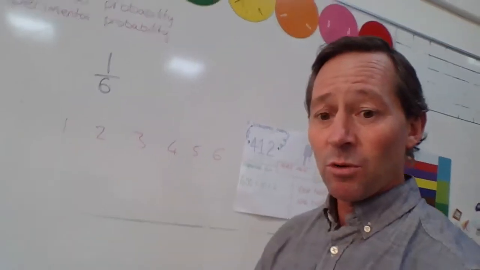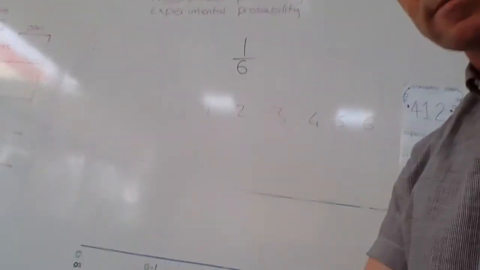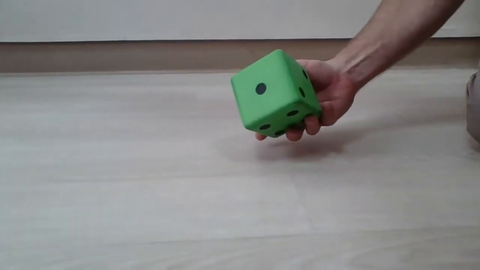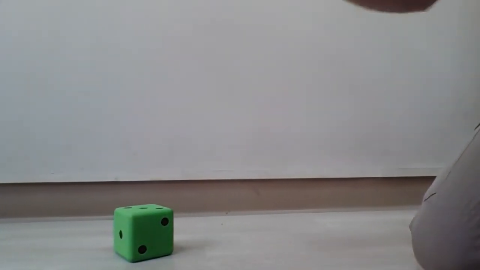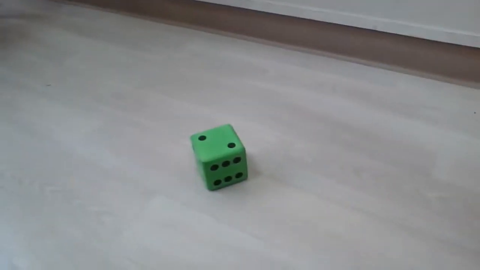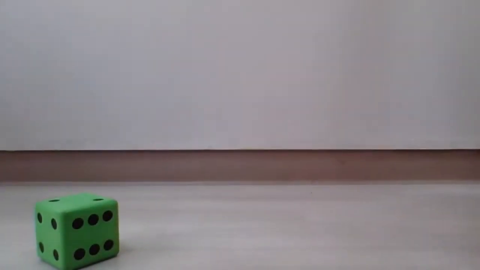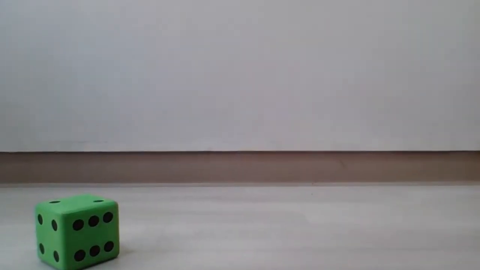So let's see it. We're going to roll this 6 times. Let's see how this works. Here we go. First roll is a 3. Okay, I'm going to put a 3 up here. Next roll is a 2. So we've had a 3 and a 2. Next roll is a 2.